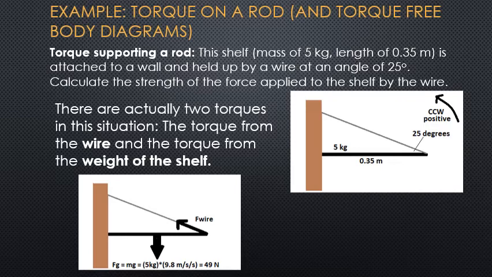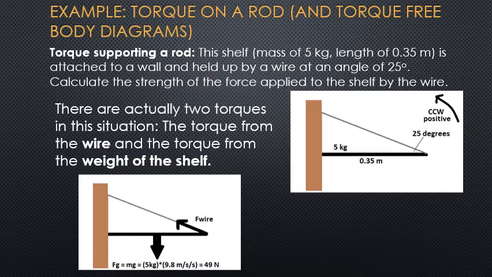And you can see here that we've got gravity trying to push it down and spin it in the clockwise fashion. And the wire is keeping gravity from doing so. The wire is supporting the shelf and keeping it held up.